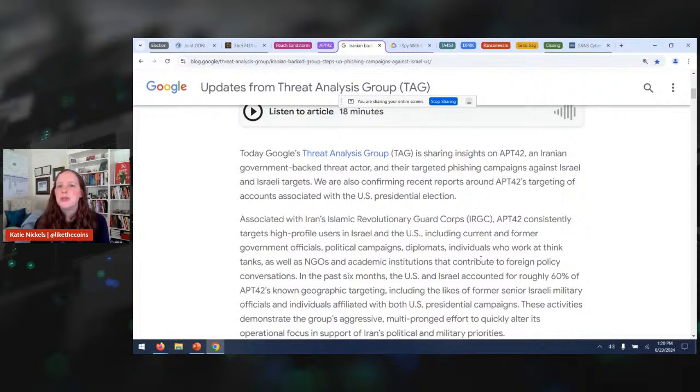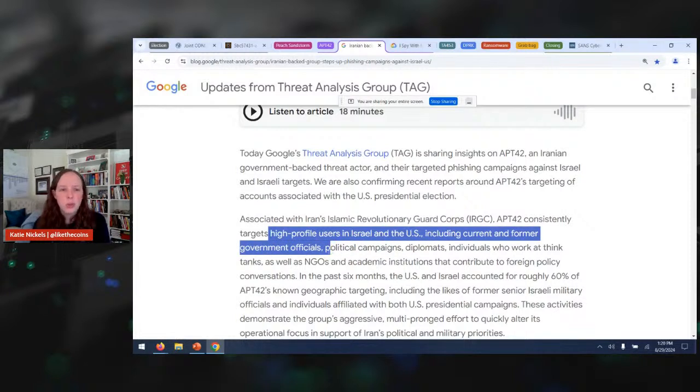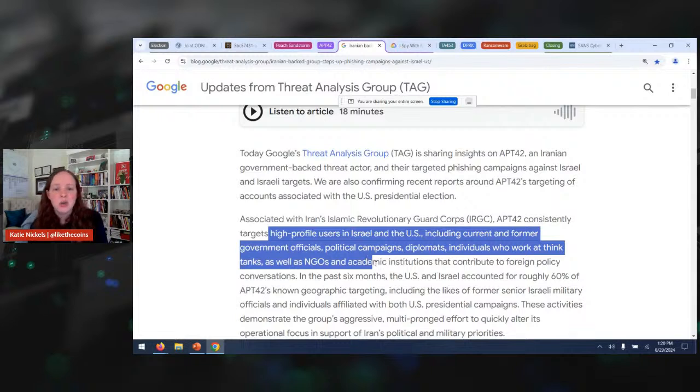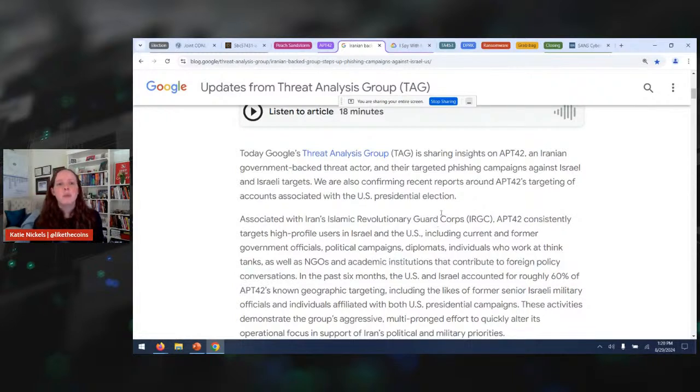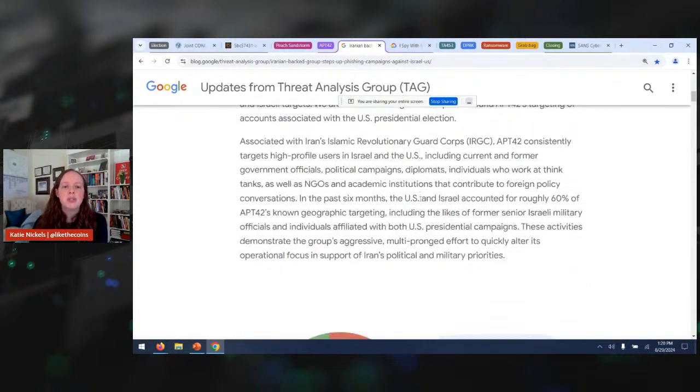Again, we have to think about whether this matches our threat model. Do we actually care about this reporting? Targets include high-profile users in Israel and the US: current and former government officials, political campaigns, diplomats, think tanks, NGOs, and academic institutions. It's an interesting one. You might be thinking, I don't work for an election campaign, I don't care. Well, if you work for a university, do you have people who might be working on international relations topics? So it might be of interest there.